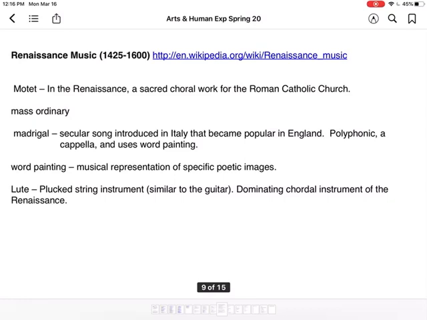It's polyphonic. We know what that is. We've been talking about it, and this is much more polyphonically complicated than the cricket that we just heard. It's a cappella, vocal music, and it uses word painting. Well, we already know what word painting is. So that's good. As I mentioned, the madrigal was something that was originally popular in Italy. That seems to be where it started. And then it gains popularity throughout Europe.